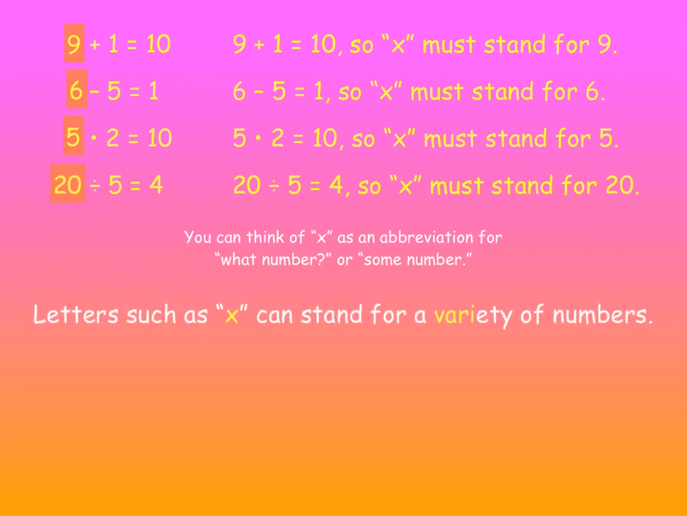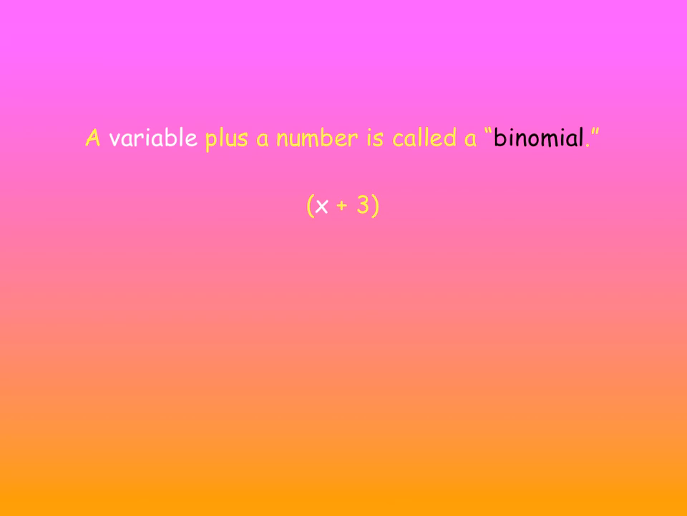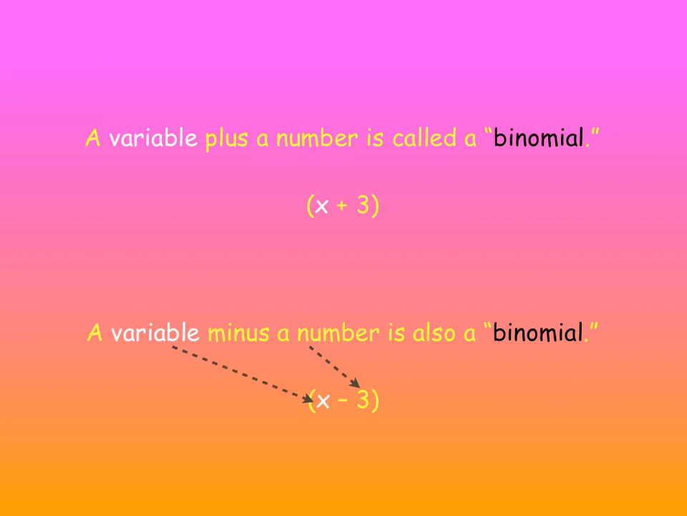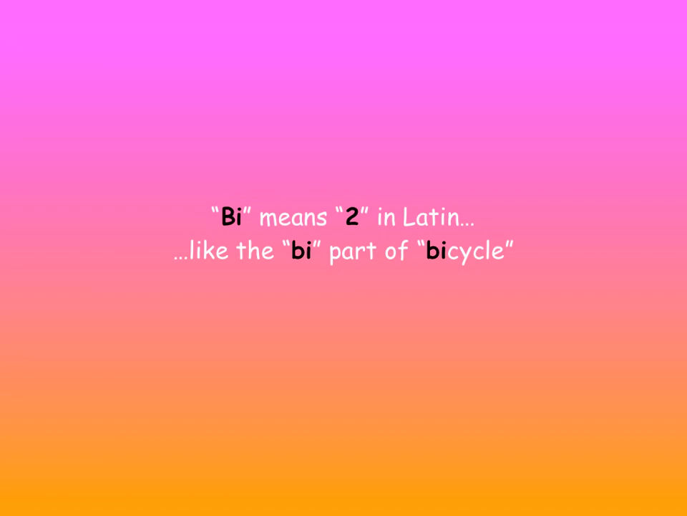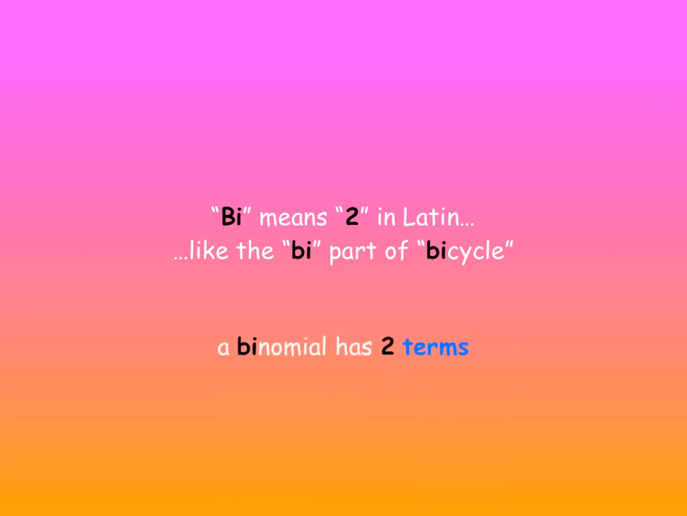Letters such as X can stand for a variety of numbers. The amount a letter stands for varies, and that's why letters are called variables. A variable plus a number is called a binomial. A variable minus a number is also a binomial. Bi means two in Latin, like the bi part of bicycle. A binomial has two terms.